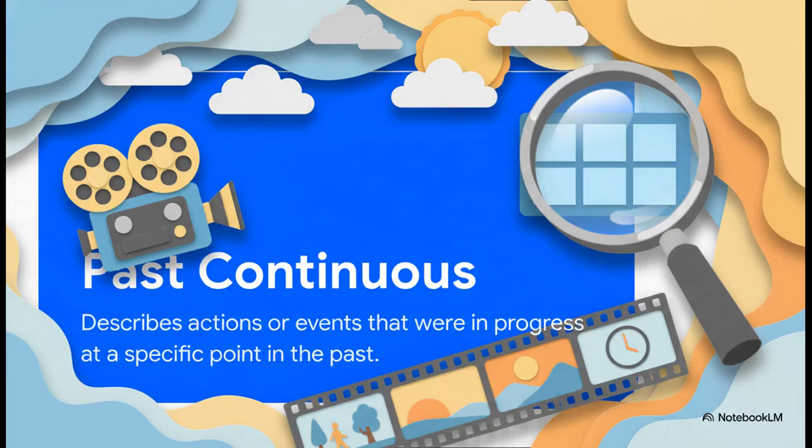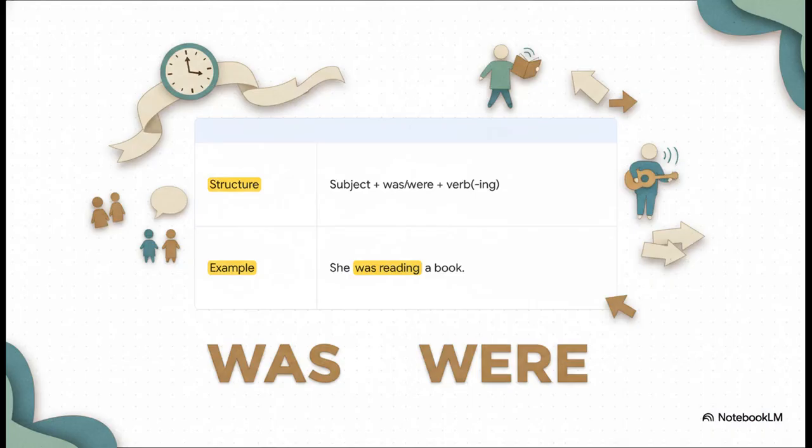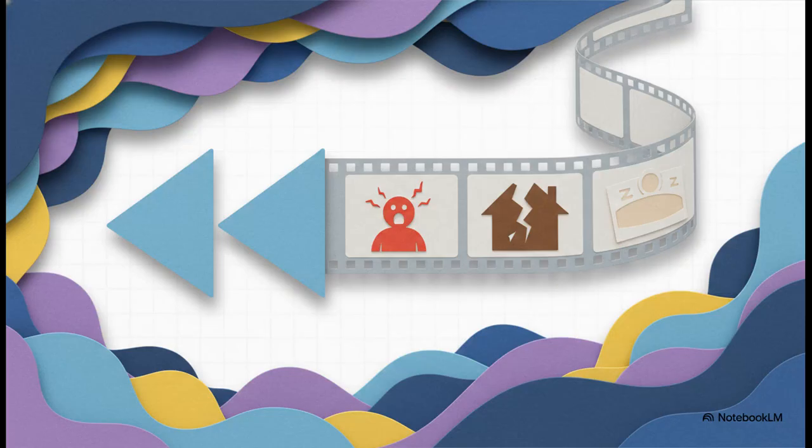The best way to think about the past continuous is like it's a movie camera. Instead of just showing you a single snapshot, a finished picture, it shows you an action as it was unfolding over time. It's what you use to paint the background of your story. And the best part, the structure is so simple. It's just the past tense of the verb to be, so was or were, and then you follow it with your main verb with an ing ending. That's it.